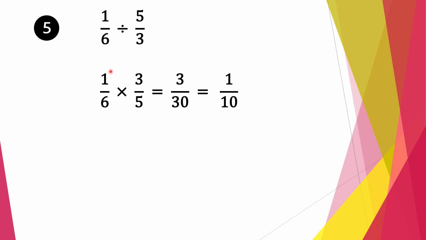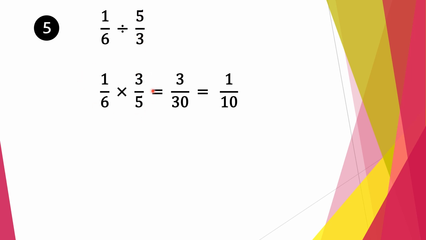Let's move on to question 5. We have 1/6 divided by 5/3. In division, we keep the first fraction as it is. We change the division sign into multiplication, and we take the reciprocal of the second fraction. So it's 5/3. We write as 3/5.